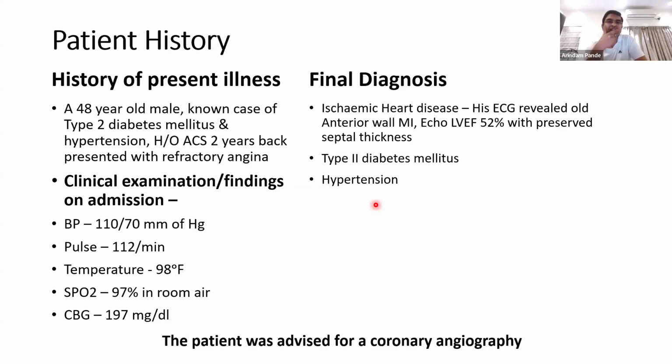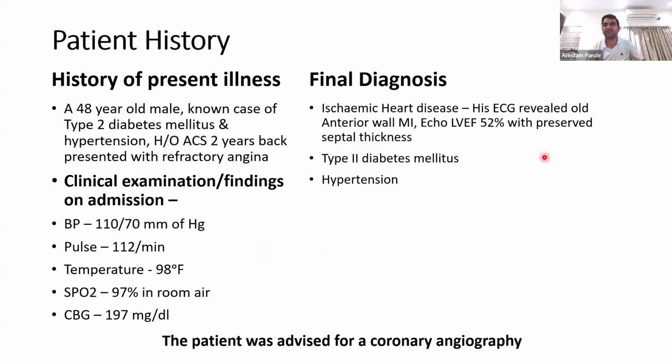My patient was a 48-year-old gentleman. He is a known diabetic and hypertensive, and had an ACS 2 years back. Now he comes with refractory angina. The vitals were stable somehow. The heart rate was a little on the higher side. Sugar was not properly controlled.